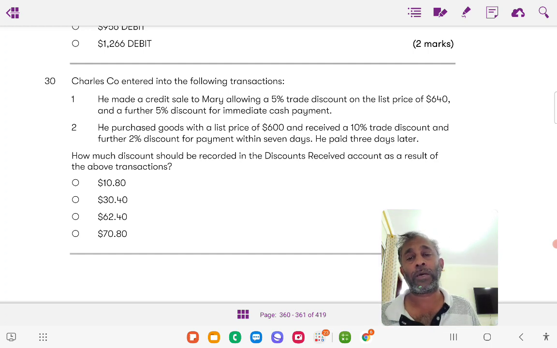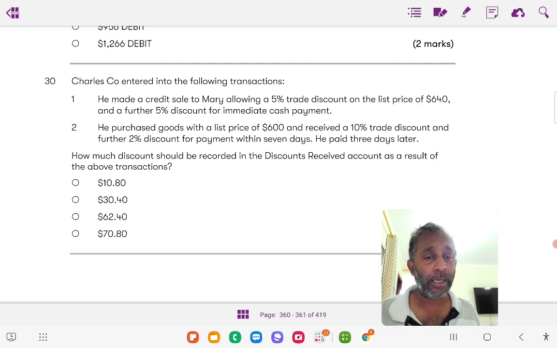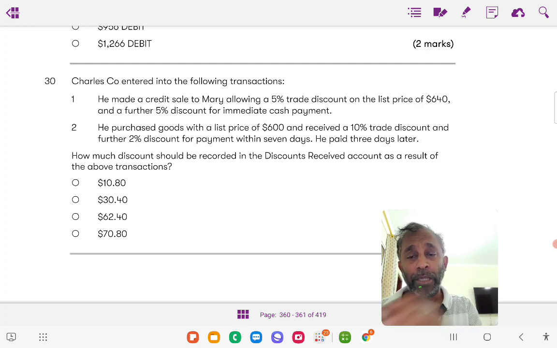So which needed to be recorded as part of our accounting entries. And one more thing, the first example is a discount we allow, it's an expense. Second transaction, he purchased goods with a list price of 600 and received 10% trade discount and a further 2% discount for payment within 7 days. But he paid 3 days later. From the date of transaction, he paid 3 days later. That is still within the comfort zone of 7 days. Accordingly, he is entitled to receive this 2% discount.